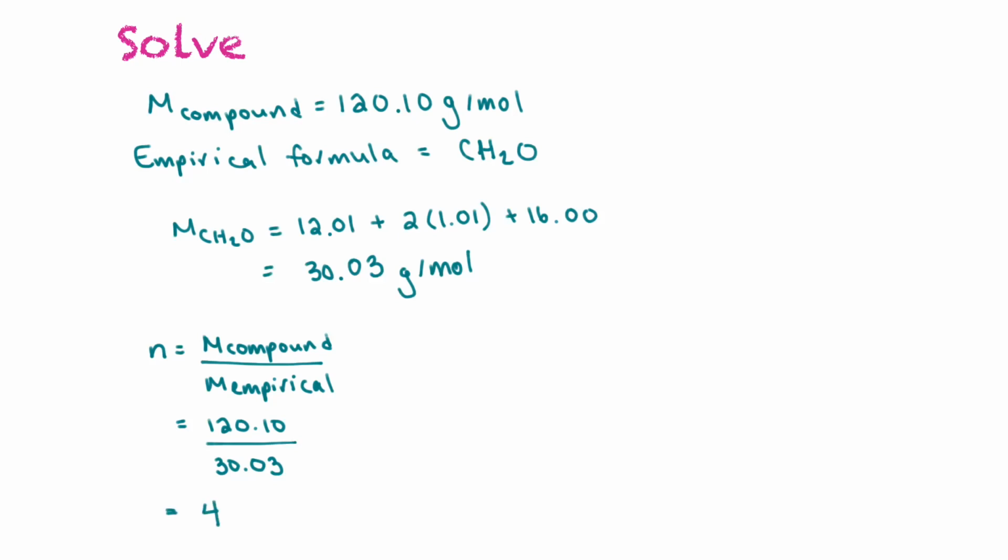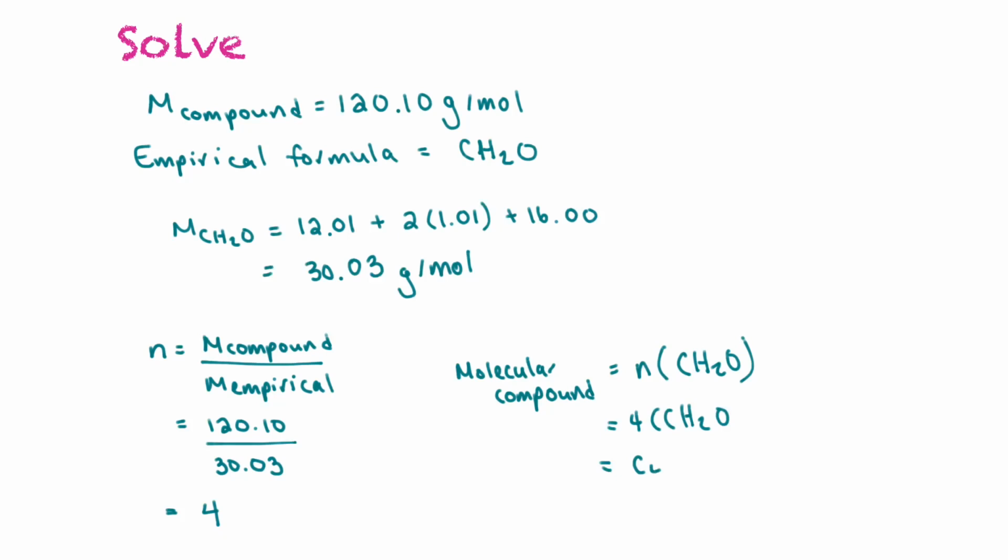So N is 4, so that means that the molar mass of the compound is 4 times bigger than the molar mass of the empirical. So now we need to multiply everything in the empirical formula by 4. So the molecular compound is equal to N times the empirical, so CH2O. So it's going to be 4 times CH2O. So it's going to be C4H8O4. And that is the molecular formula.